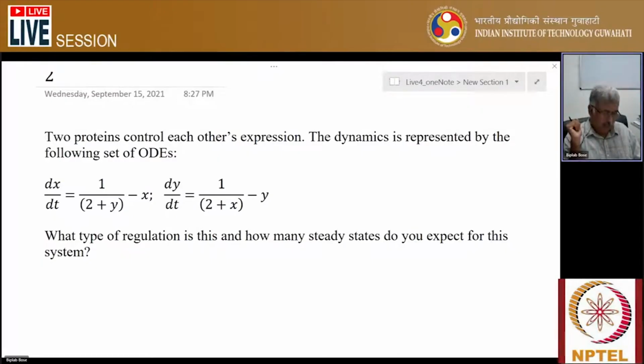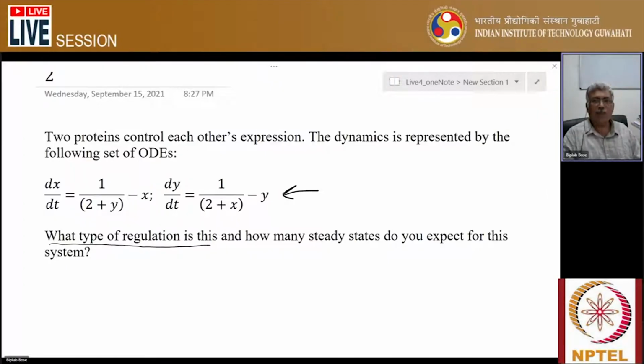The question says, there are two proteins and they control each other's expression. As simple as that. The dynamics is represented by an ODE. I have given you the ODE. You can see the ODE written here, two ODEs, for dx/dt and dy/dt. The question is, from checking the ODE, you have to tell what type of regulation.